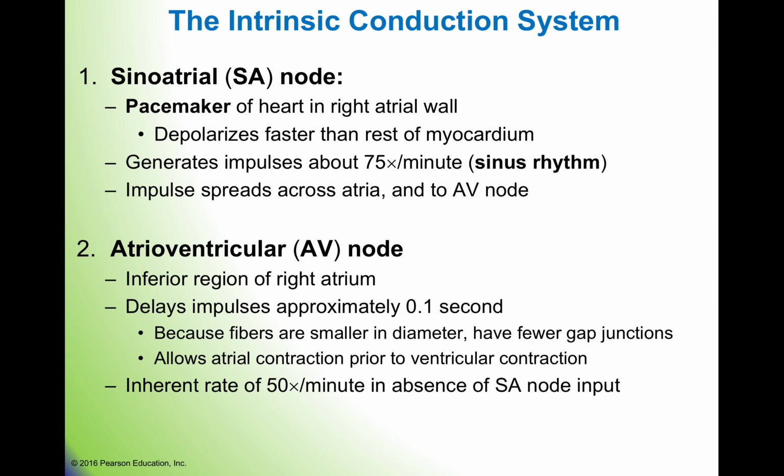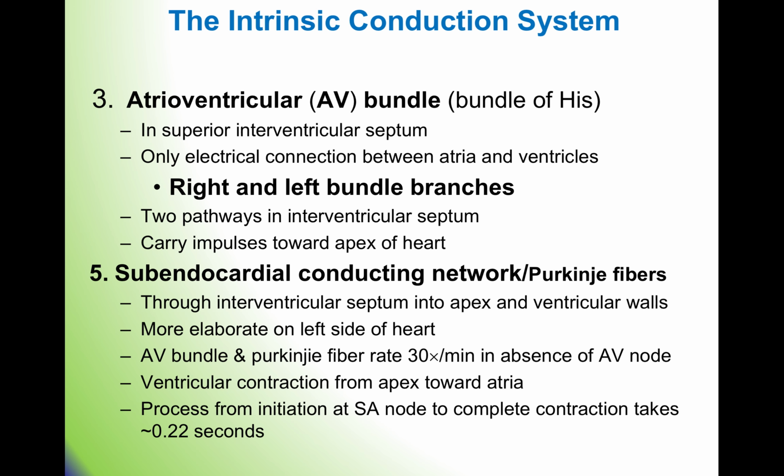Note that if your SA node is not functioning properly, which means you don't have the proper sinus rhythm, your AV node can take over, but it only creates about 50 electrical impulses per minute, which means it's not going to be as strong as your SA node. So your heartbeat basically drops if your SA node is non-functional.